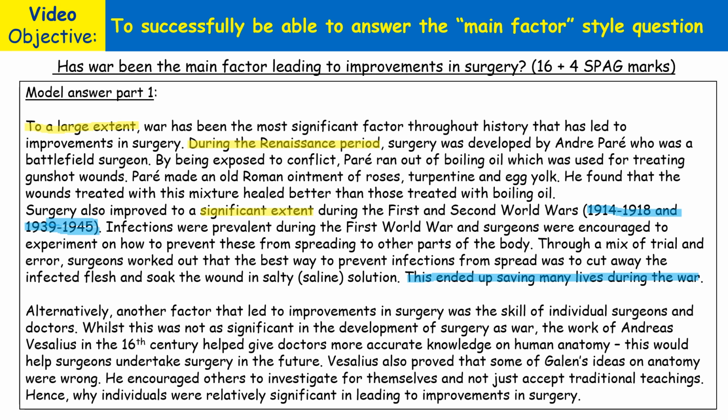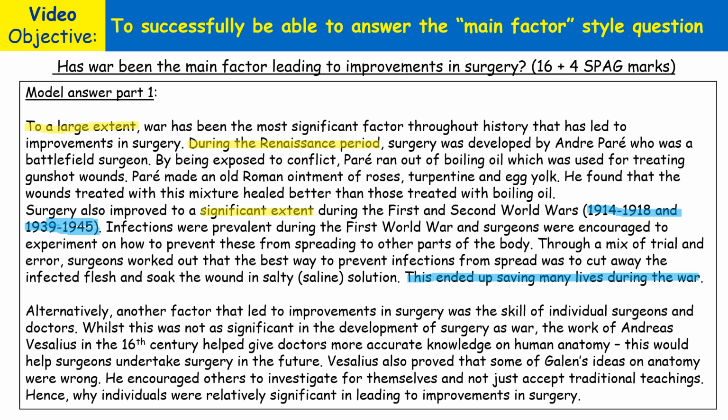For this type of question, as well as writing about the factor you're given, I would recommend writing about two other factors that also led to improvements in surgery. For my second paragraph, I thought about this before writing my answer, and I do recommend very briefly writing out a quick plan before you answer this question on the two other factors you want to write about. You might highlight, circle or underline war, and then above, next to or below the question, write down two other factors you want to write about in your answer as well.